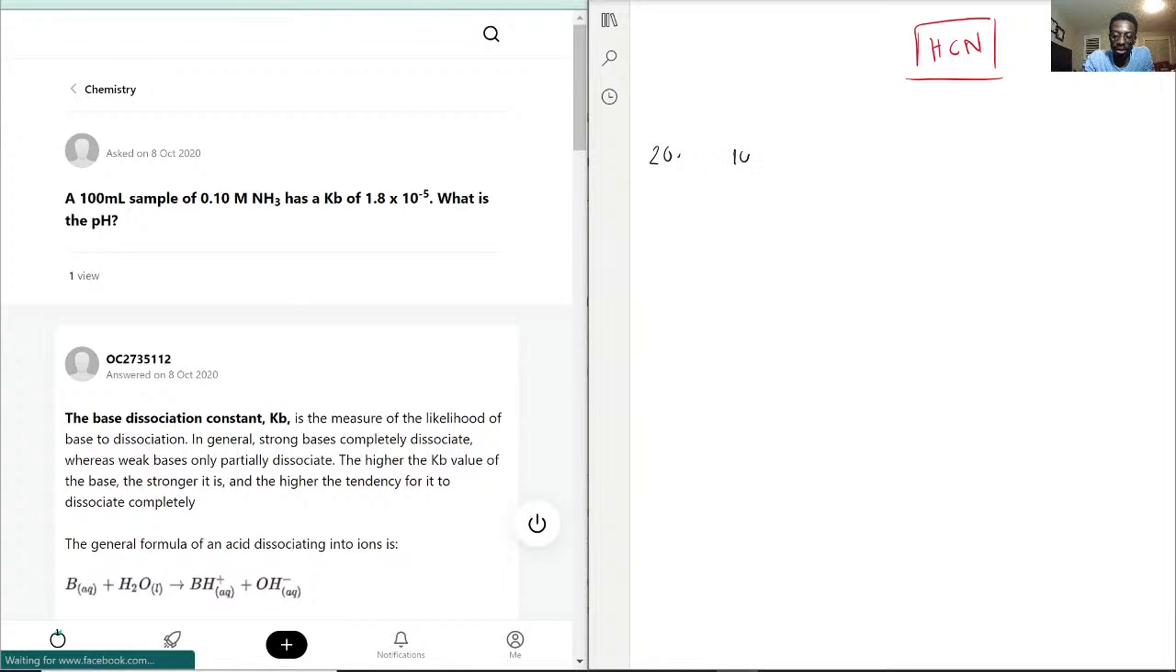The question, actually: 100 mL of 0.10 moles of NH3 has a Kb of 1.8 times 10 to the negative 5. What is the pH?